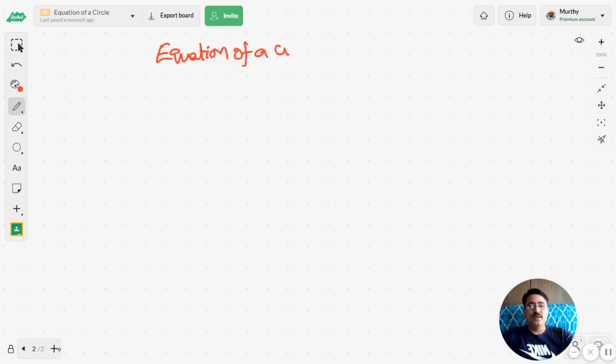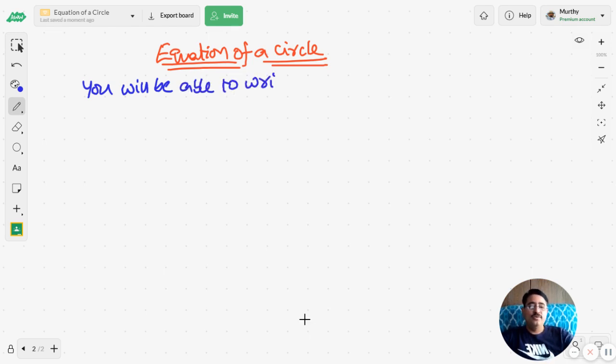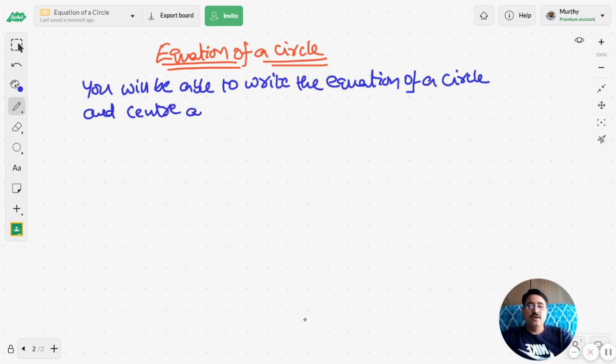Equation of a circle. So let me write. In today's class you will be able to write the equation of a circle and you'll be able to identify the center and the radius.